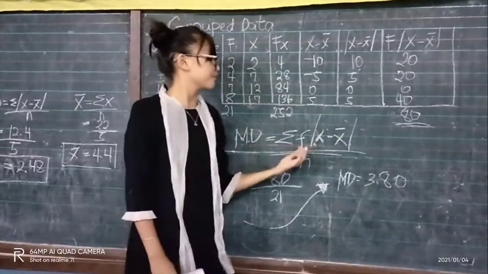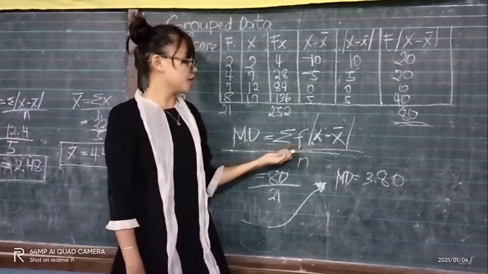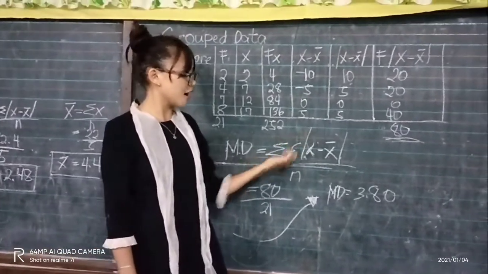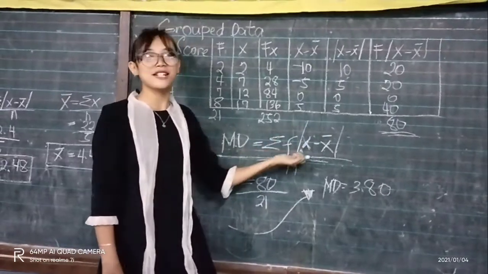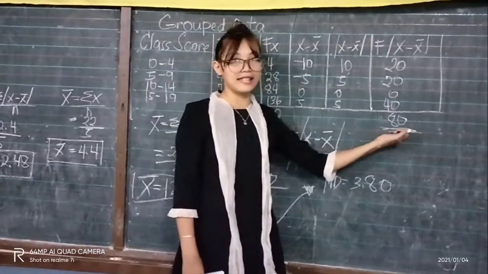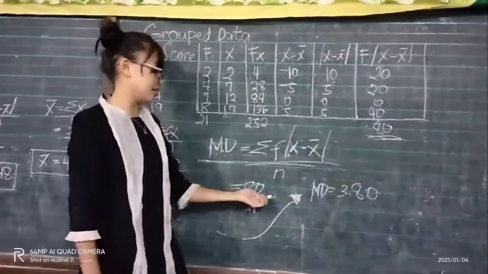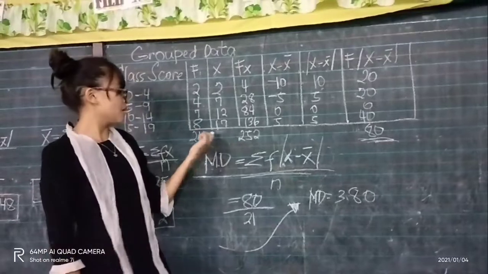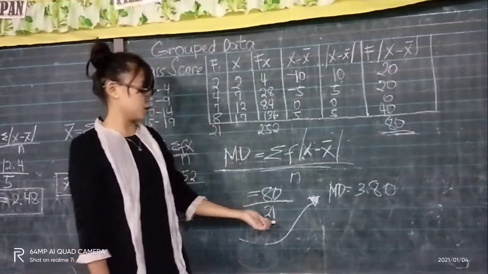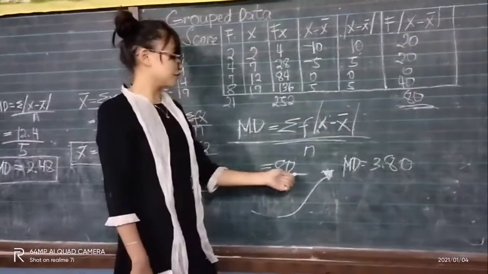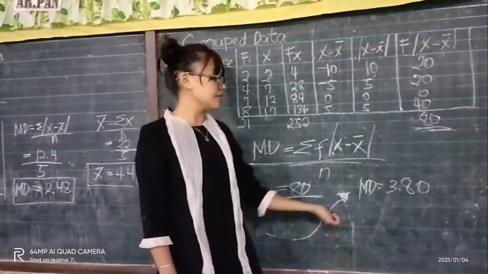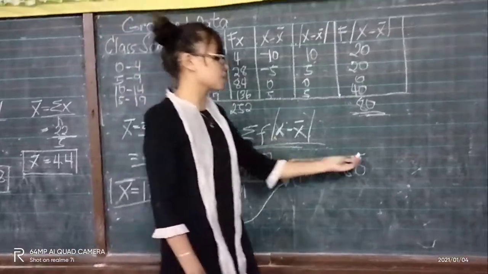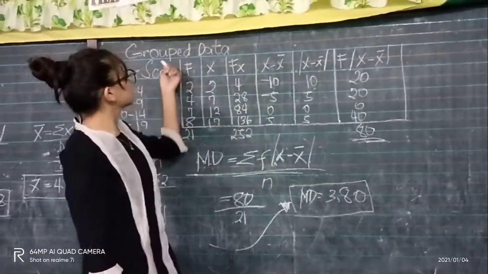Okay, so the value of summation of f times absolute value of x minus mean is 80. So we're gonna put 80 here. And our n is 21, so we're gonna put 21 here. So 80 divided by 21 is 3.80. So this is our mean deviation for grouped data.